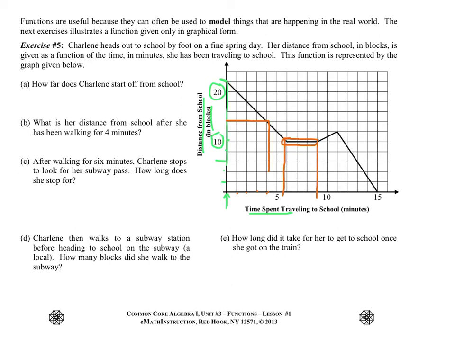Charlene then walks to a subway station before heading to school. How many blocks did she walk to the subway station? So let's see, she's going from here to here. She walked 2 blocks. How long did it take her to get to the school once she got on the train? Then I'm looking back at the minutes. She went from 11 minutes to 15 minutes, so I think 4 minutes there. So with functions, we should be able to read graphs and interpret what's going on.